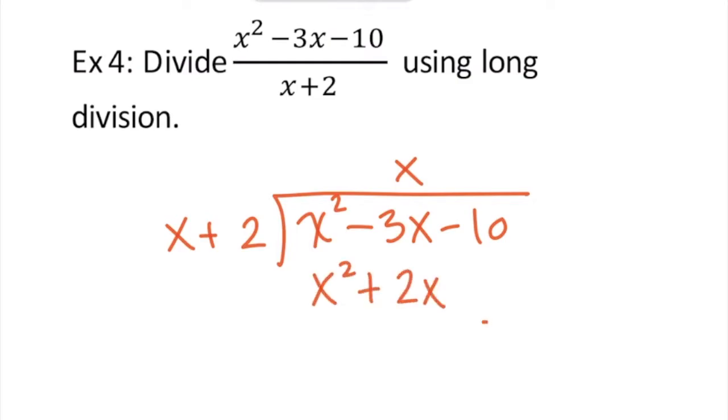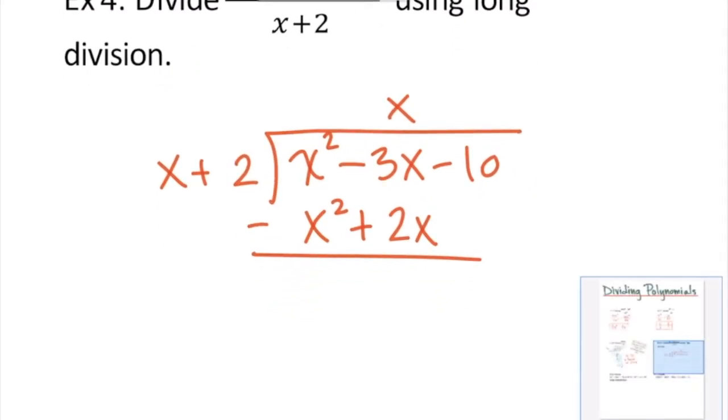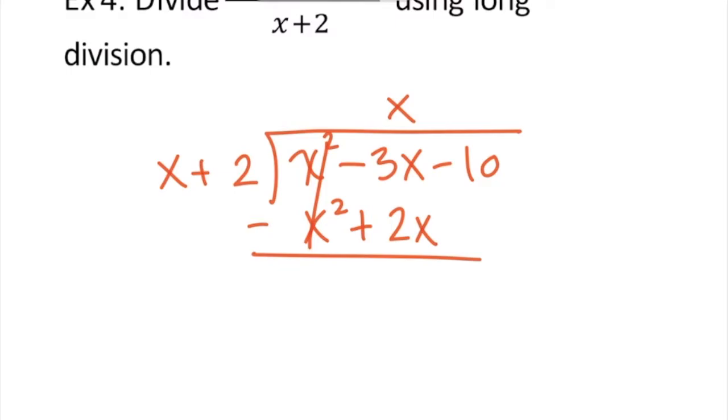Now remember, the next step in the process is to subtract. So x squared minus x squared is 0, and then negative 3x minus 2x is negative 5x. And then remember, we drop the next term. So we'll have negative 5x minus 10, and again, we ask ourselves, how many times does x go into negative 5x? Or x times what gives you negative 5x? And hopefully you're saying minus 5.